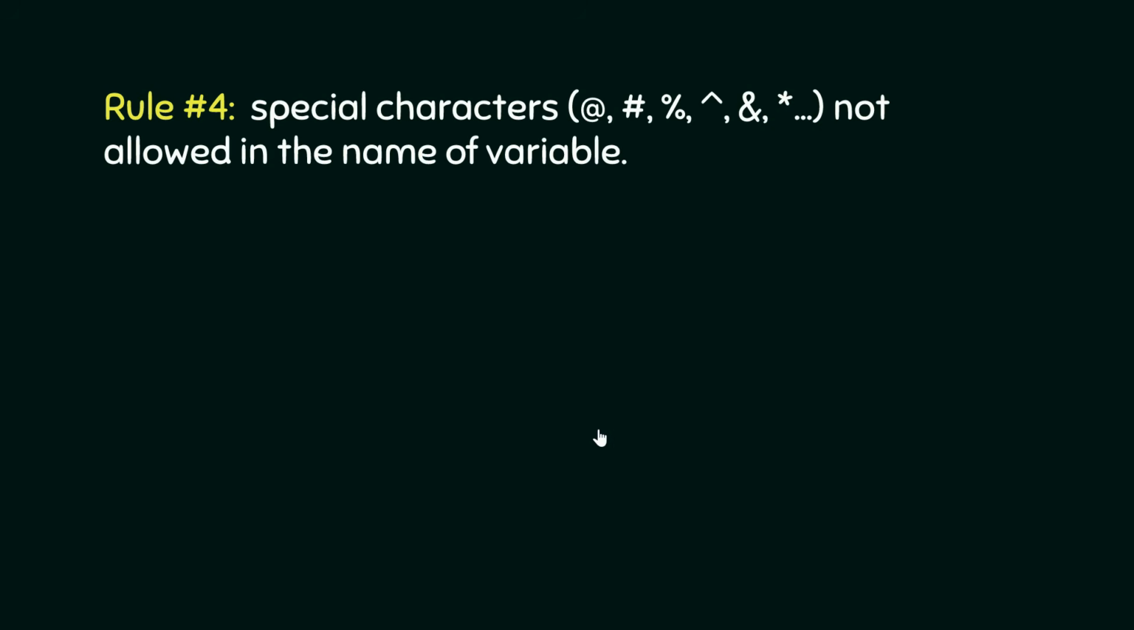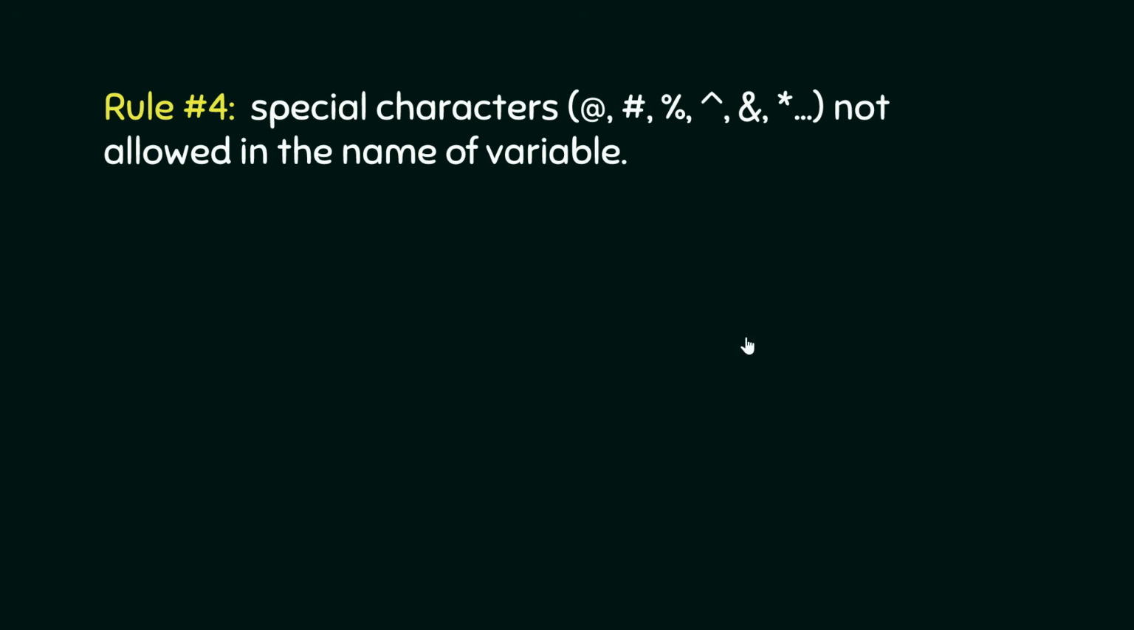Special characters such as @, hash, percent, caret, ampersand, star, etc., other than underscore, are not allowed in the name of variables. Note, maybe some special characters used in naming variables can work, but most of them fail. Like when I put $ somewhere in between or even at the beginning of the variable name, it works. But if I choose some other special character like percent, it produces an error. Therefore, it is better to avoid the use of special characters.